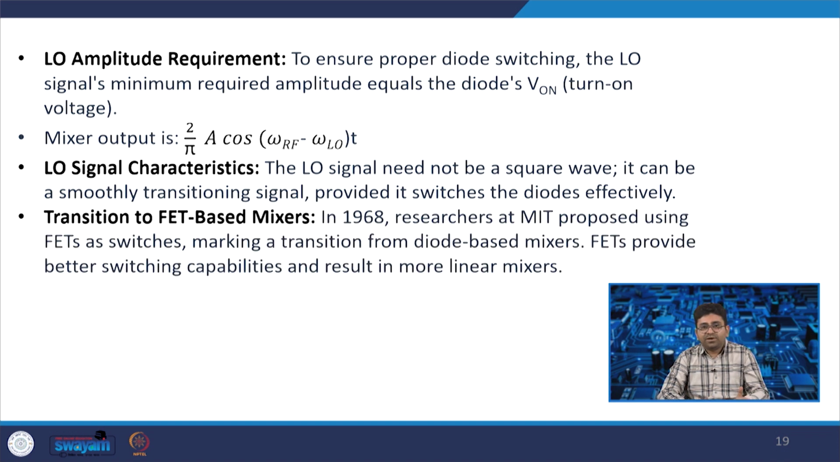Now, the transition to the FET based mixer: in 1968, researchers from MIT proposed using FETs as switches, making a transition from the diode based mixer. The diode has been replaced with FETs, and FETs provide better switching capability, which results in a more linear mixer. So, this is how the FET based mixer evolved. Initially there was a diode based mixer, and then a FET based mixer.